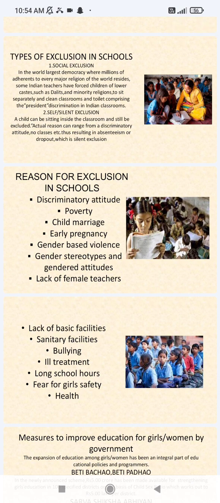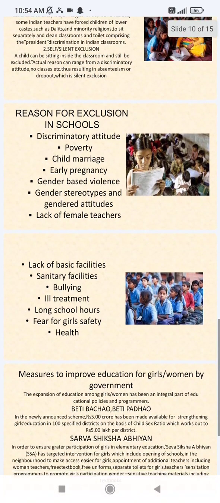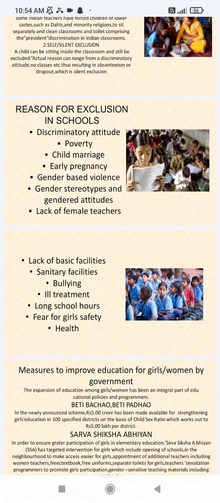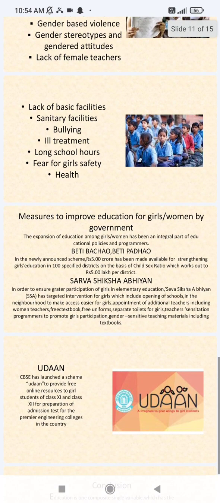Reasons for exclusion in school: discriminatory attitude, poverty, child marriage, early pregnancy, gender-based violence, gender stereotypes and gender attitudes, lack of female teachers, lack of basic facilities, sanitary facilities, bullying, ill treatment, long school hours, fear for girls' safety, health. Measures to improve education for girls and women by the government.